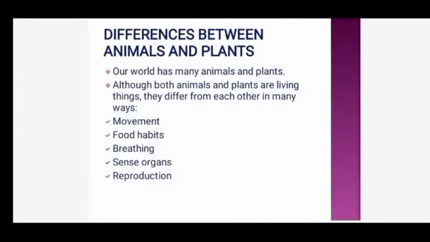Our world has many animals and plants. Although both animals and plants are living things, they differ from each other in many ways. They are listed below: movement, food habits, breathing, sense organs, reproduction.